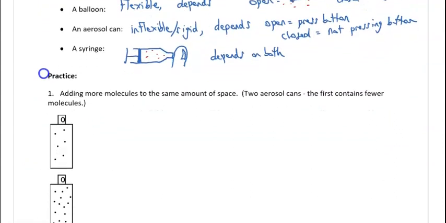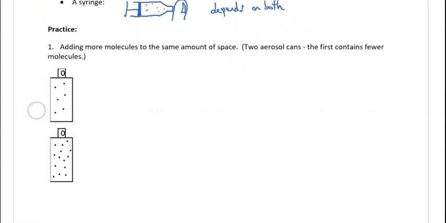Let's go through and practice this idea. The first one we want to look at is, imagine you have an aerosol can and you're adding more particles to it. Now, when we fill the particles into the can, we want to first identify what the change is and then go through all 7 variables. So before I get to the actual change, I want to think about what type of container an aerosol can is. Now, this container is closed.